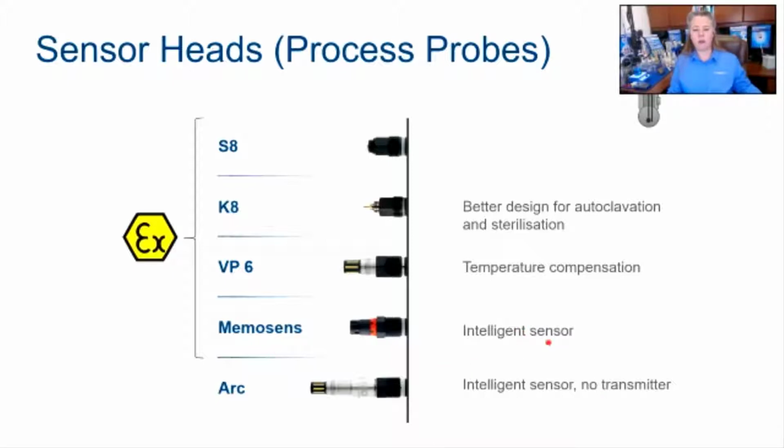MemoSense is what's called an intelligent sensor. It has some feedback. It has some external things you can do with it. And then in Hamilton, we call our top of the line intelligent sensors ARC sensors, and they can give you a 4 to 20 signal out, a Modbus signal out. They have actual software and Bluetooth connections, so you can get dynamic troubleshooting and a lot of information off the probe. So it just depends on what you need for your process.